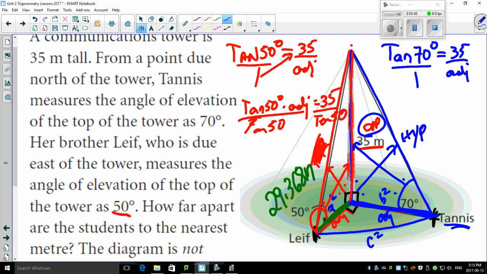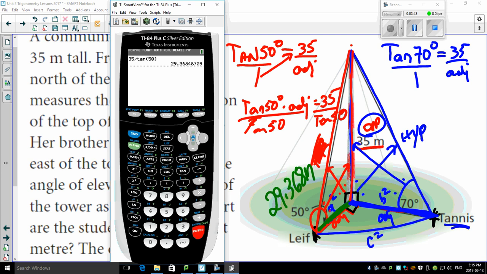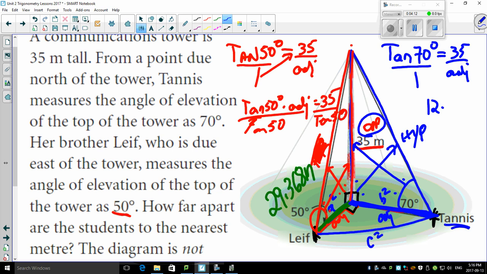Cross multiply, figure it out. You're going to get a formula that looks like this. You're going to get 35 divided by the tan of, in this case, 70 degrees. Okay? This is going to give you another side of 12.73. So this side here is going to be 12.73. That one right there. Boom. Okay? So now you've got your a squared. Now you've got your b squared. You can find your c squared and the distance they are apart.